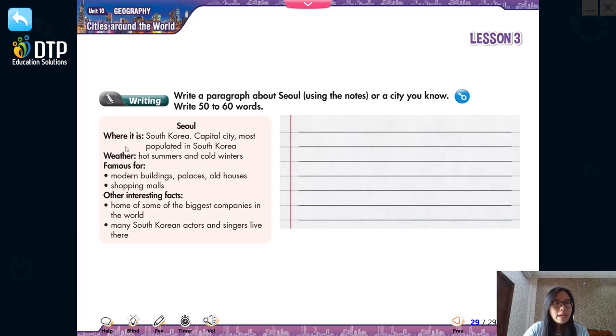Seoul. Where it is? South Korea, ở Hàn Quốc. It is the capital city, đúng không? Là thành phố thủ đô. Most populated in South Korea. Chỗ này bạn sẽ đặt câu bằng cách sử dụng so sánh nhất.